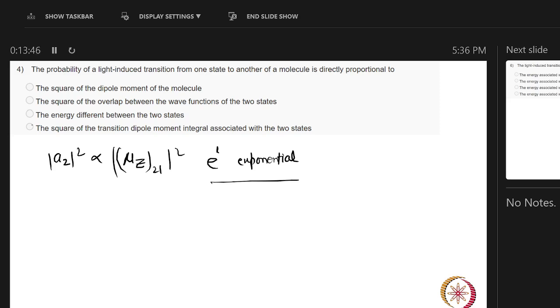It does not depend directly on the energy difference. See, the energy difference is coming in the exponential term and in the denominator, correct? So based on the available options, we can select this option, the square of the transition dipole moment, not the wave function. The wave function simply can be an overlap integral. Energy difference between two states, that's correct, but it depends exponentially also, so we cannot select this directly. A square of the transition dipole moment integral associated with two states, this is the correct statement. The probability depends on this term.